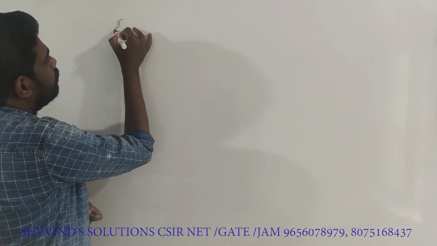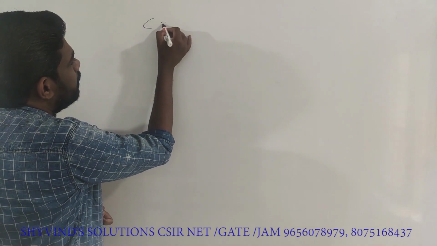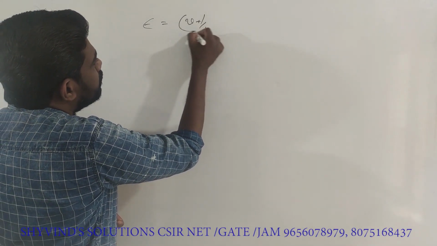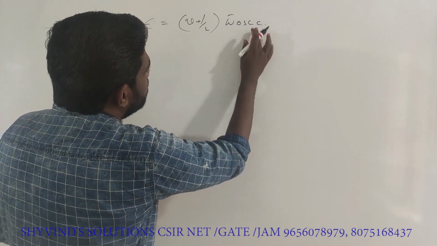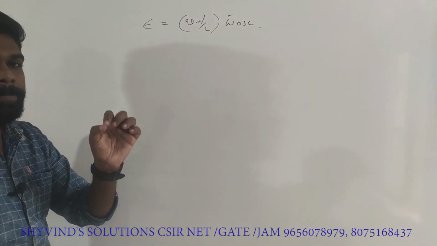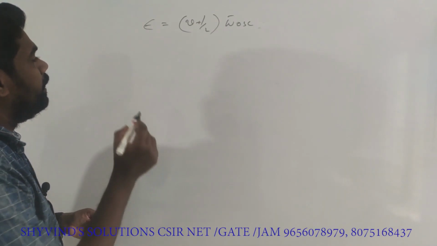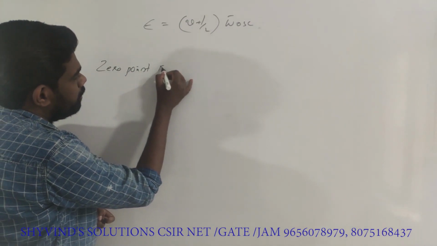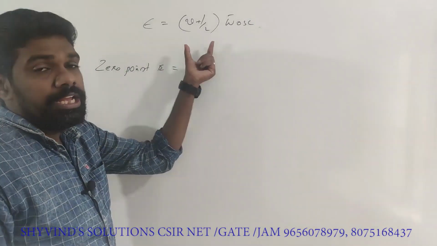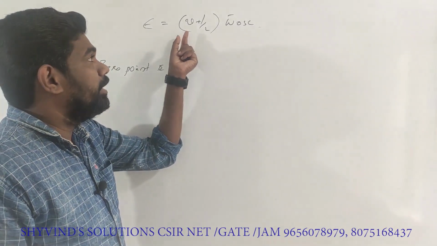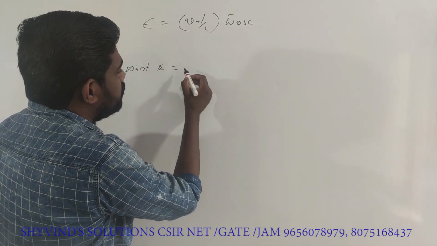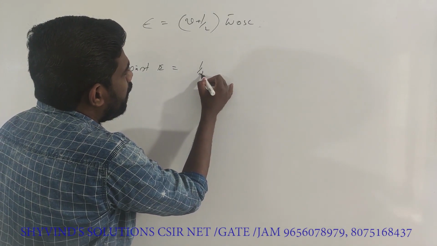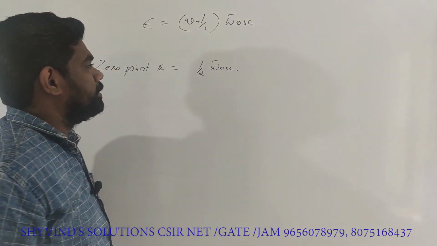To solve this question, we should know the equation for energy of a harmonic oscillator. The energy of a harmonic oscillator epsilon is given by (nu plus half) omega bar oscillation. This is the energy of a simple harmonic oscillator. So what is zero point energy? Zero point energy means the energy at the lowest level, when nu equals 0. So when nu equals 0, the energy becomes half omega bar oscillation. This is the zero point energy.